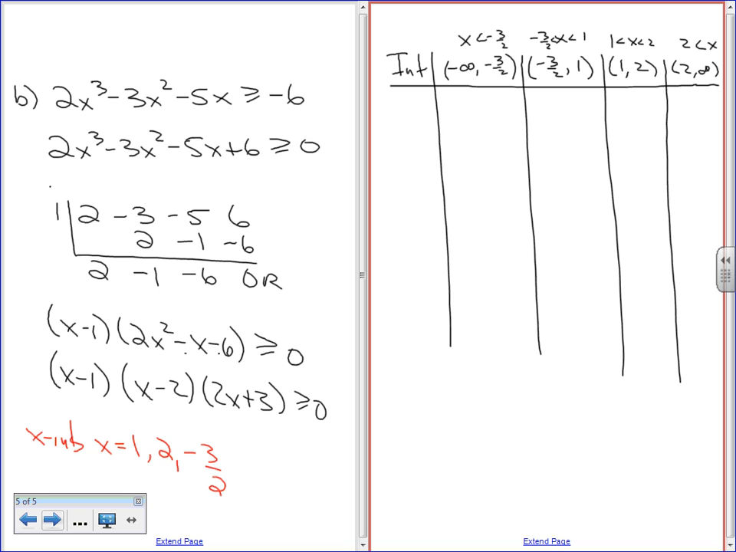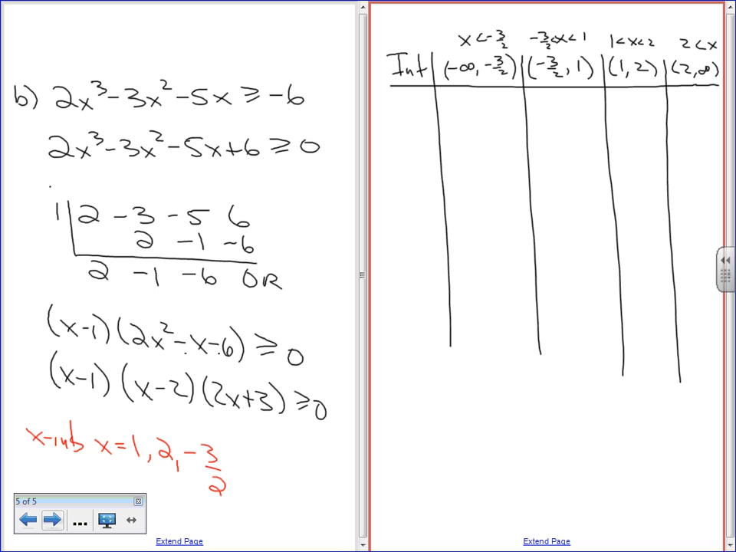But remember, one of the common mistakes people make when they do the interval chart is to put square brackets around this or put the equal sign. You can't do that because you're testing between the intercepts. You're not testing at the intercepts. You already know it's equal to 0 at those values.